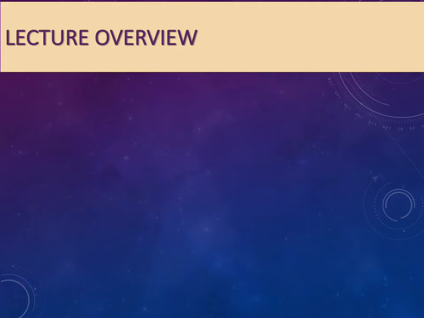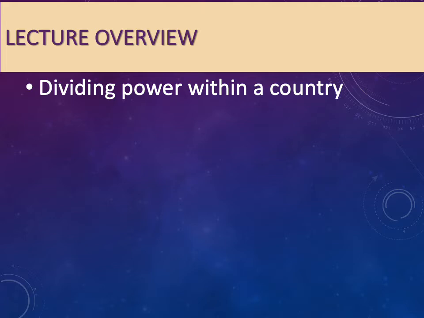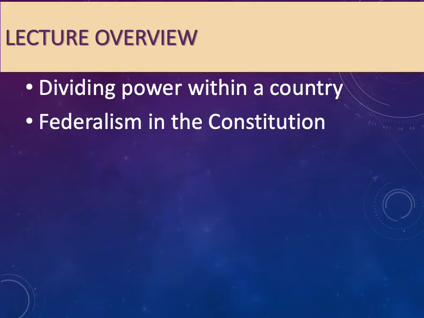Well, the first thing that we're going to look at is we are going to talk about dividing power within a country. We started that conversation a little bit last week when we were talking about what confederalism is, but we'll continue that today. And then we'll talk about the way in which federalism is found in the Constitution. As we know, federalism is dividing power between a national government and state governments. And the way that that power is divided is found in the Constitution. So we'll look at where we find that. So let's go ahead and get started.